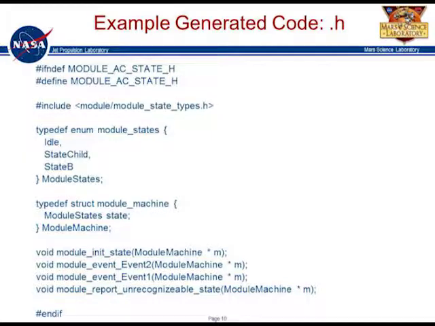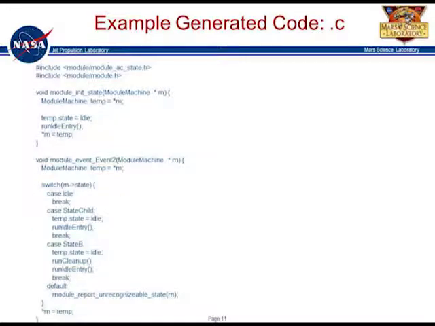Okay, so this is the C code. Here's the initialization. It sets the initial state to idle, and it runs the entry function inside that state. Here's event 2. Again, here's the switch statement I was talking about. If we're in idle, nothing happens. If we get event 2, well, we're in this child state, we go back to idle and we run the idle entry function. And similarly for state B, here's what happens. So you can kind of see how it works. You get an event, you figure out what state you're in, and you run the actions. And the other key thing to notice here is that this is flattened. There's no hierarchy explicit in the code.